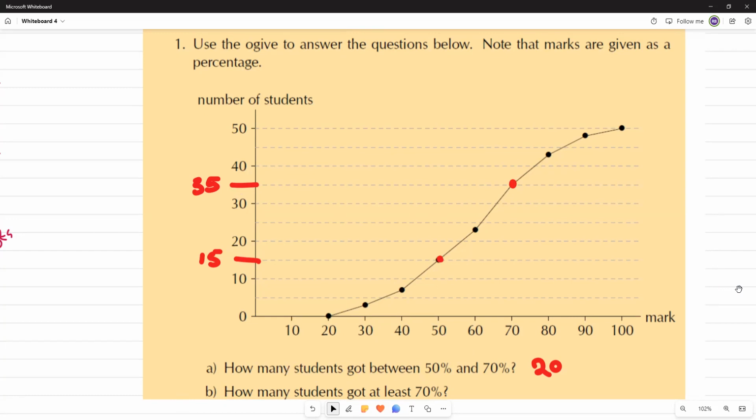And then they say, how many students got at least 70%? Remember, at least means a minimum of. Ne? So at least means 70% or more, basically. So now I'm going to use a different dot or a different color. They say 70% or more because they said at least. So it's from here to there. So this on 70% is 35, the highest is 50. So it means there are 15 students that got at least 70%. Do we get it? Perfect.